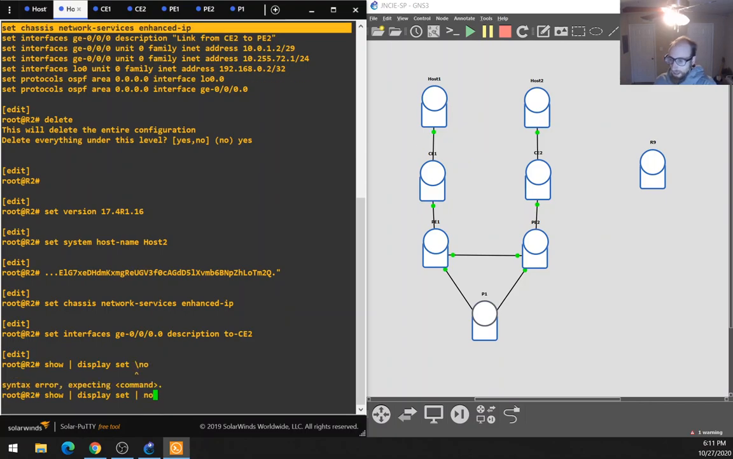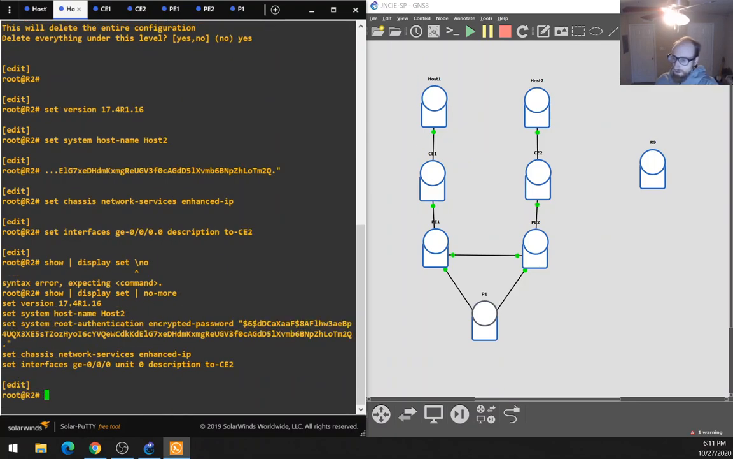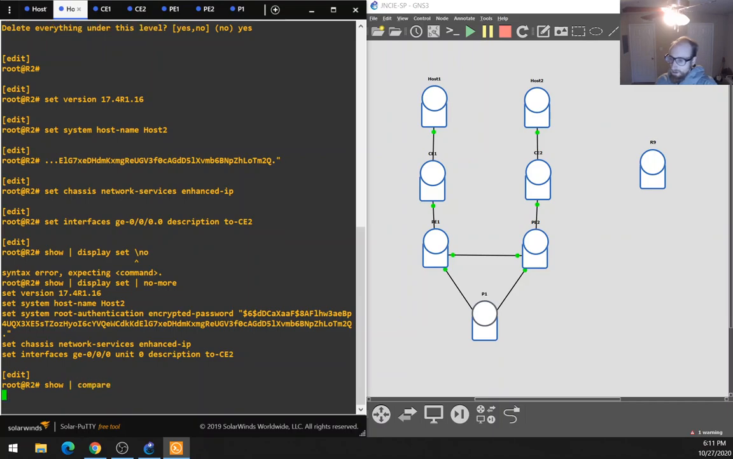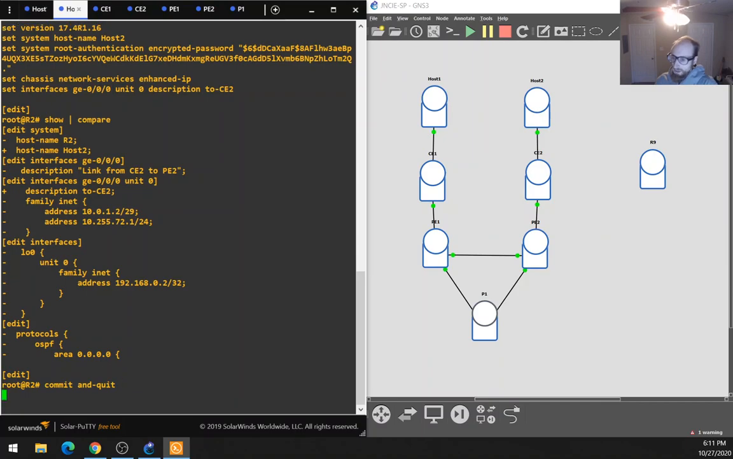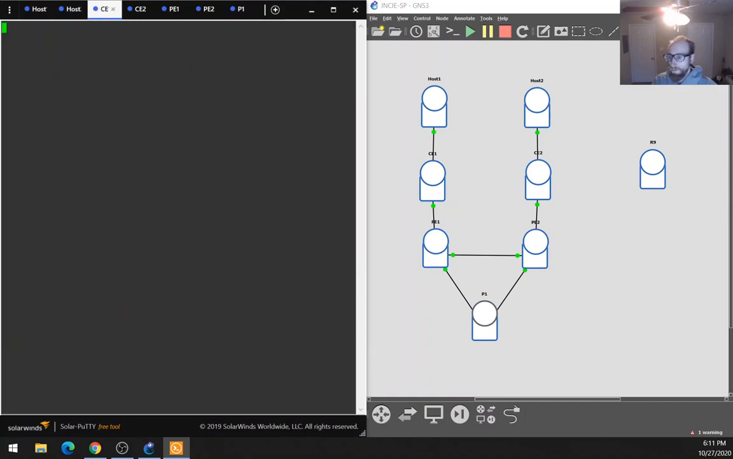So let's take a look at the candidate configuration. Looks good to me. Let's take a look at the changes. Okay, looks good to me. Yeah, we had a lot of pre-existing configuration in the active config. So everything looks good now. Let's move on to CE1.